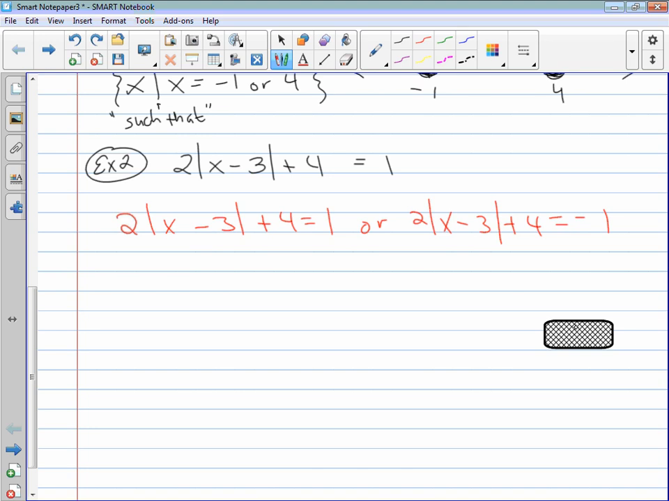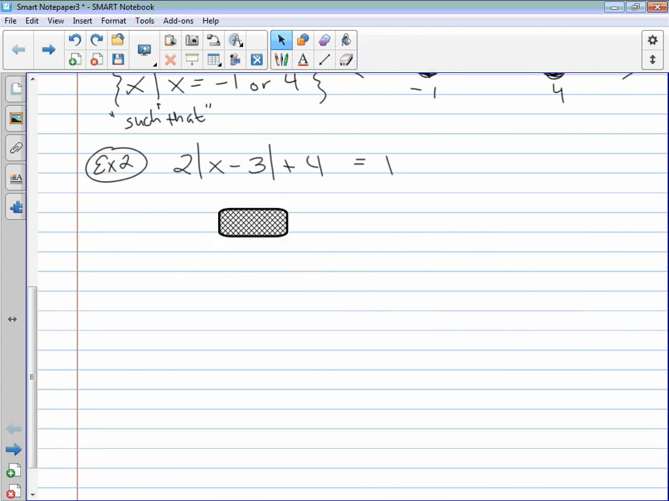The problem is, we haven't set up our mystery box yet. This isn't saying that this whole thing either equals 1 or negative 1. We know that whatever is in here could have two different possibilities, but that doesn't apply to the 2 and the 4. So the first thing we got to do, we got to make example 2 look like example 1. And that's kind of like what Madison was saying.